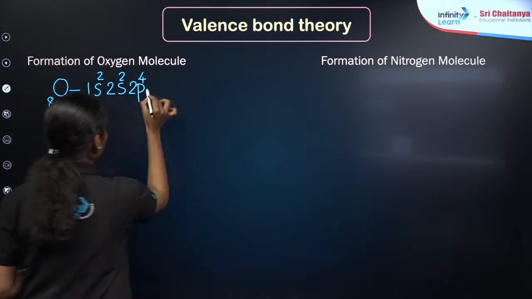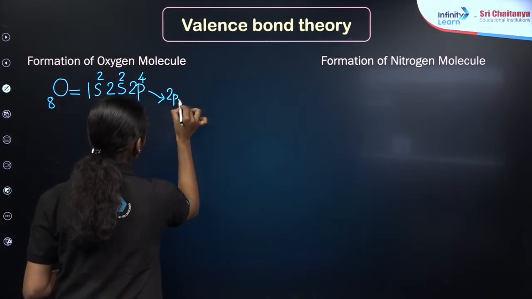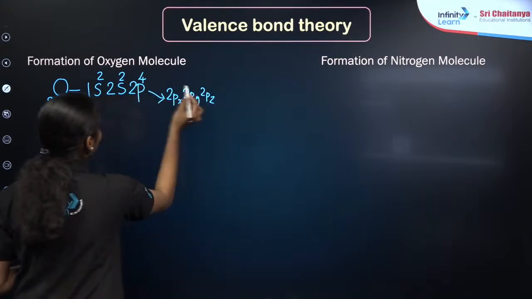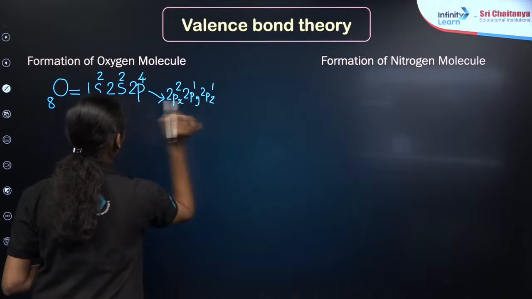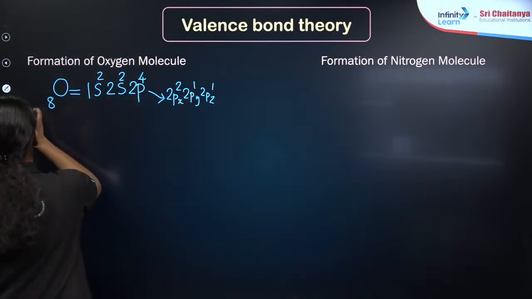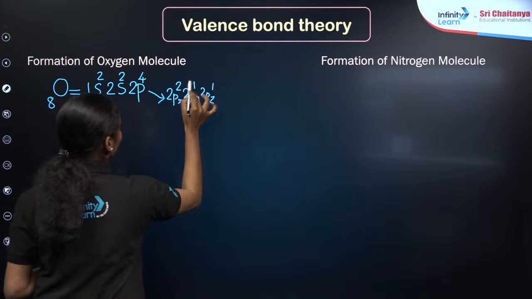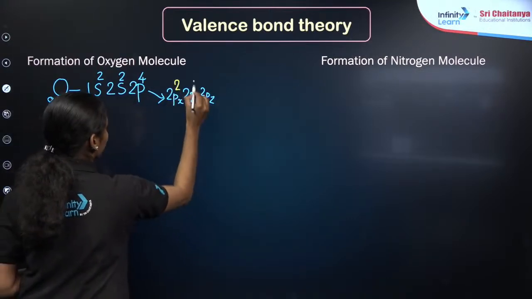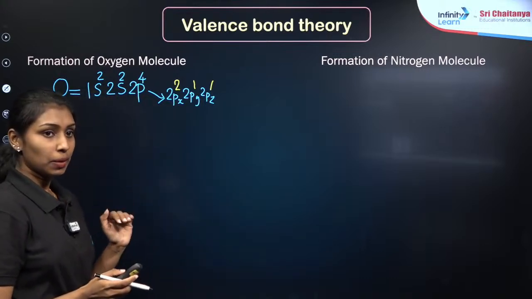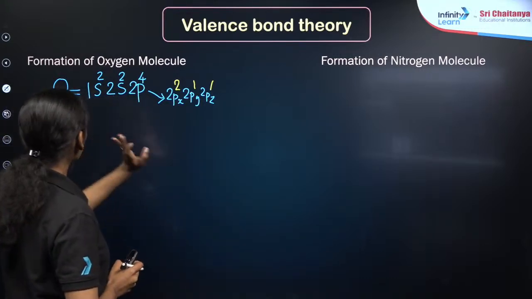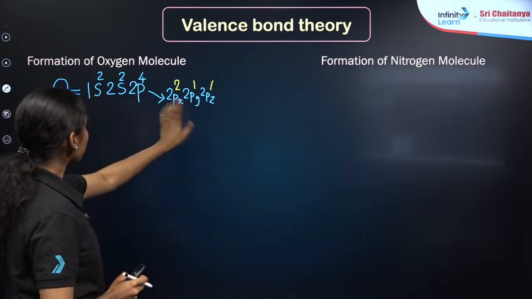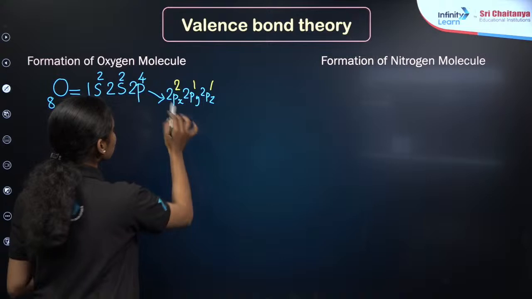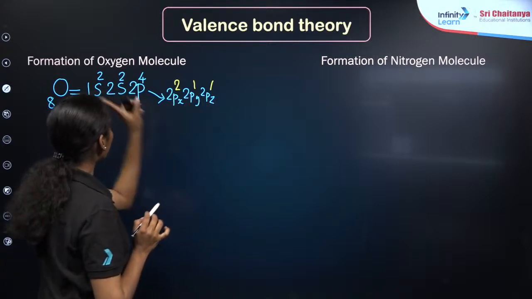2p4, right? So I will again extend it into 2px, 2py, 2pz. 1, 2, 3, 4, right? Therefore 2, 1, 1. This will be the orbital electronic configuration of the oxygen atom. So we can say that there will be overlapping, right? Only half-filled orbitals will undergo overlapping. So 2py and 2pz will undergo overlapping, right?